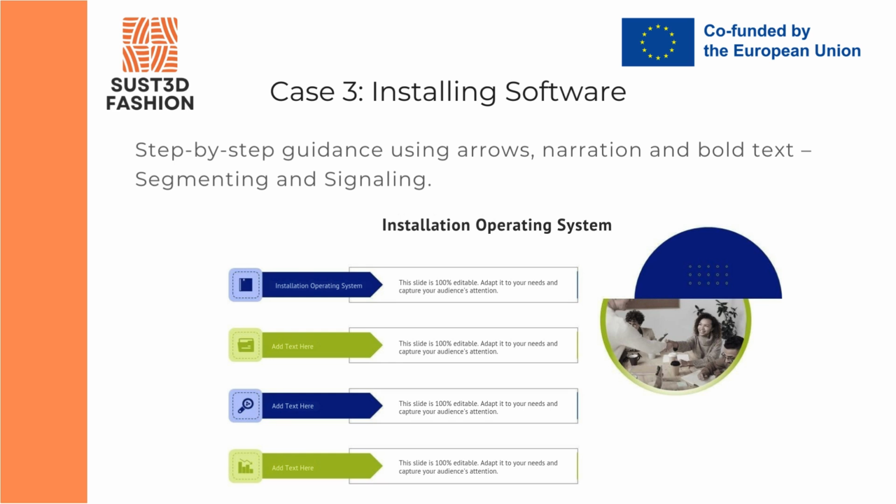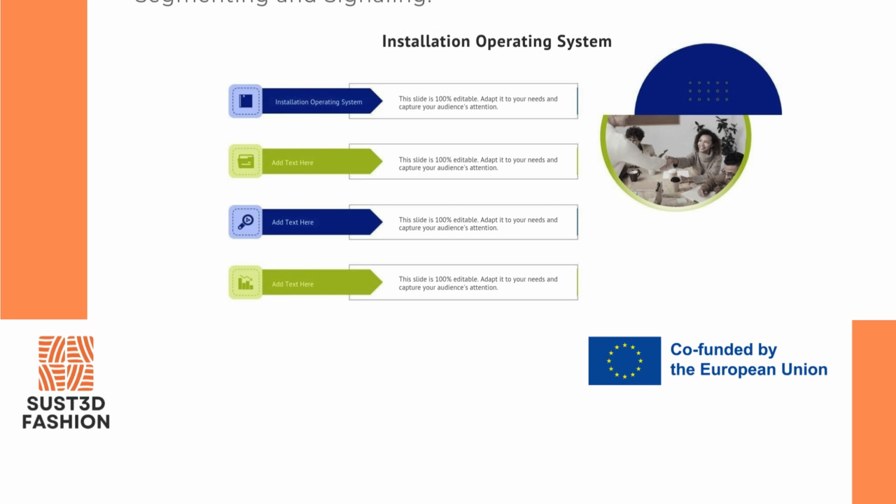When you combine these two techniques, you make complex actions feel simple. Learners don't have to guess what's next. They're guided through it with confidence. So if you're ever building a tutorial or a how-to guide, just remember, show one thing at a time and point out what matters. It's that simple and super effective.